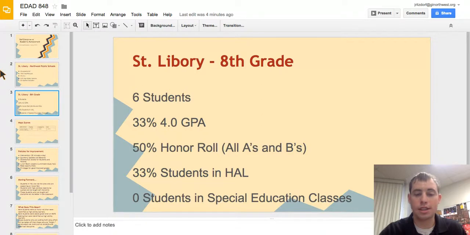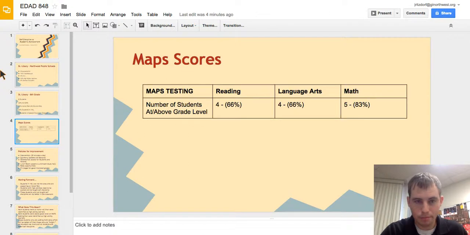If you break it down to just the 8th grade, we have 6 students. 33% have a 4.0 GPA, 50% are on the honor roll, which is all A's and B's, and 33% of the students appear in our HAL program, High Ability Learners program. We have 0 students in special education classes. Looking at MAP scores for our 6th through 8th graders, the number of students at or above grade level: reading, we have 66%, language arts, we have 66%, and math, we jump up to 83%.